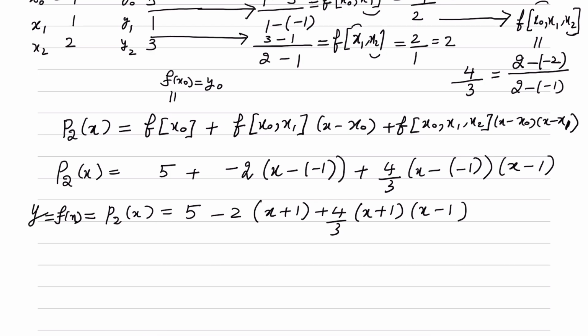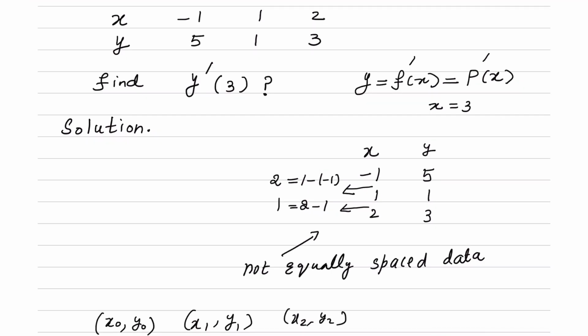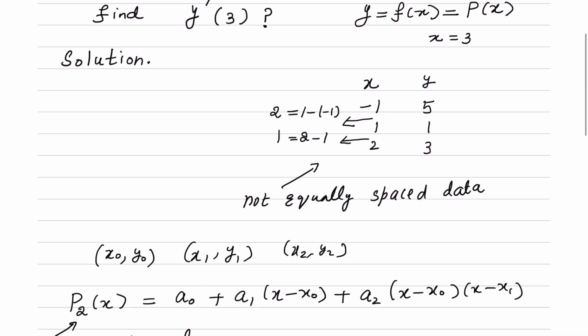So we have constructed the polynomial by using the divided differences method because the data was not equally spaced. If the data would have been equally spaced, we would have used either the forward differences method or the backward differences method. So we have constructed the polynomial, but that is not the end of what we are looking for. So here we had to find the derivative of the function at 3.